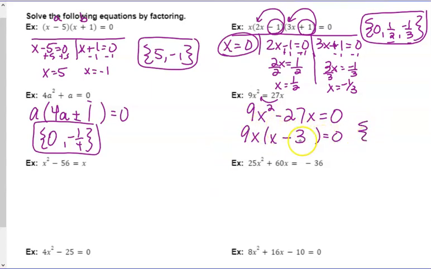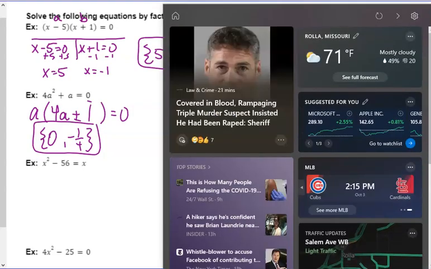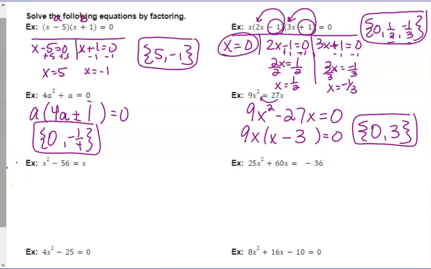Now we find our roots or our solutions. So what number do I multiply by 9 to get 0? Again, that's just one letter out front. That would be a 0. 9 times 0 is 0. What number minus 3 is 0? Well, that is a positive 3. Therefore, 0 and 3 would be my answers for this problem. Okay? All right.